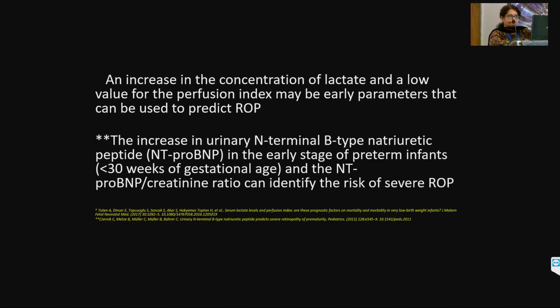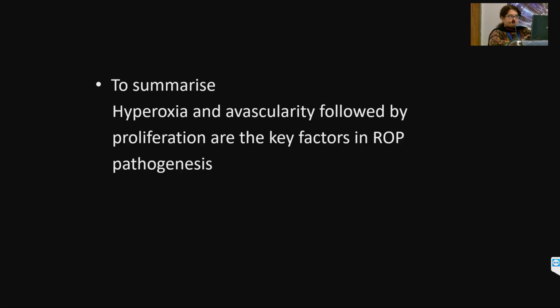Then come all the experimental ones like lactate, urinary N-terminal B-type natriuretic peptide, etc. So to summarize, hyperoxia followed by avascularity, followed by proliferation, these are the steps that happen in ROP pathogenesis. Thank you.